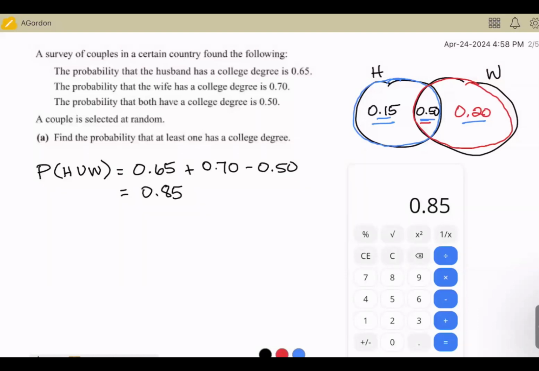0.85. Using the Venn diagram, if we didn't want to use the equation at all, and we've already figured out the numbers here on our diagram, from this visual, we would need to add all three. So we would add the 0.15, the 0.50, and the 0.2, and that would also give us the total 0.85. So the solution for part A, the probability of at least one having a degree, is 0.85.